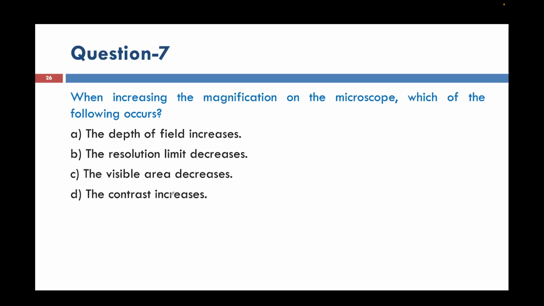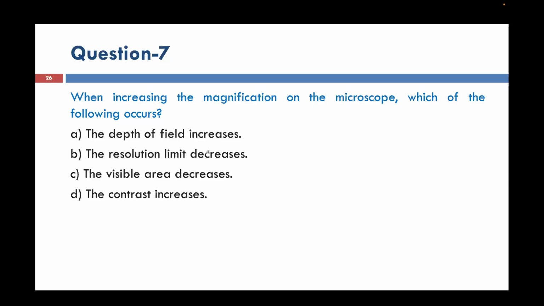Okay, so question number 7 is: when increasing the magnification on the microscope, which of the following occurs? The depth of field increases, the resolution limit decreases, the visible area decreases, and the last option is the contrast increases. C is the answer. The visible area, yes, that is the correct answer.